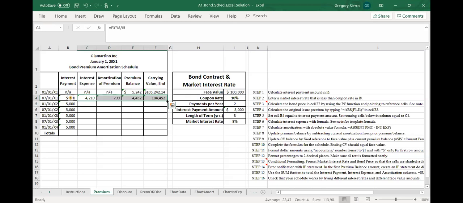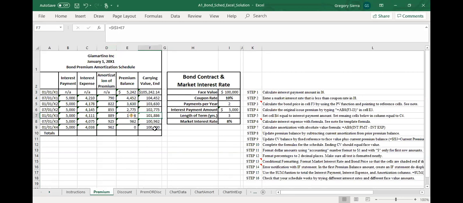Now I should be able to just copy all these down, and they're not working. So what happened here? Oh, look at that. I forgot my absolute value reference for my interest expense. So now we'll try this again. Oh, and this is just so beautiful. You can't see my face, but I'm getting a little teary-eyed. And we have 100,000, which this should go to, the face value, okay?